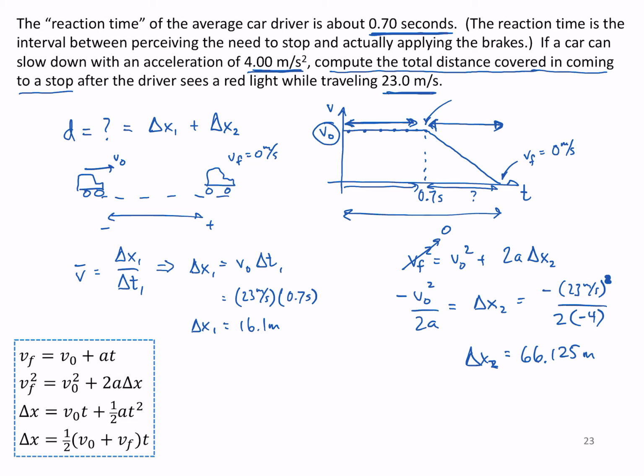So to get the total distance, we just want to sum up those two numbers. And once we do, and round it to a couple of sig figs, since we've got 2 sig figs in this number up here in the problem statement, we get about 82 meters for the total distance. Circle that, and you're all done.